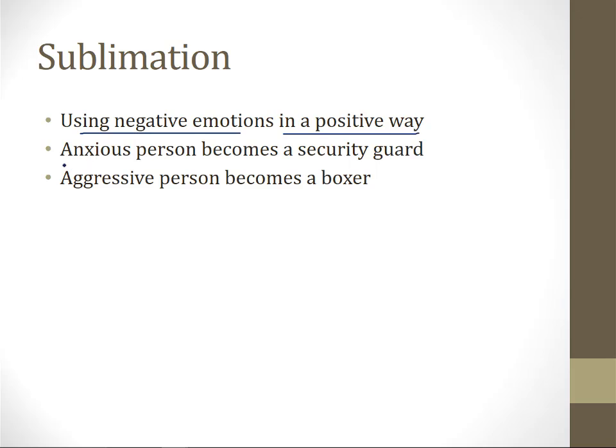So for example, a person who is anxious could become a security guard and sit in a room with video cameras monitoring everything around the person so that they feel safe. Another example is a person who knows that he or she is aggressive, so they become a boxer so they can let out their aggression. These are examples of sublimation.